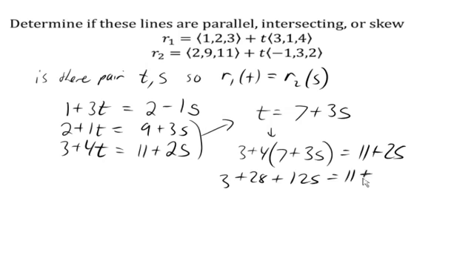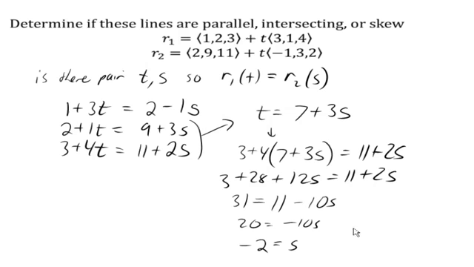And we get 3 plus 28 plus 12s equals 11 plus 2s. So 31 plus 12s equals 11 plus 2s. Now we're going to subtract 2s from both sides, so 10s. Negative 10s equals, now subtracting 31 from both sides, 20. So s will be -2. And when s is -2, going back to our substitution here, t will be 7 plus 3 times -2. So 7 minus 6 is 1.